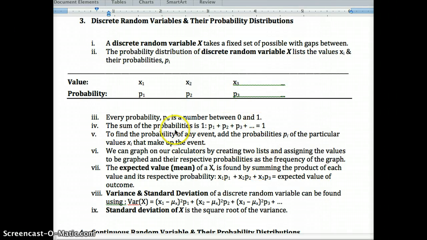And then the expected value is the first value times the probability it occurs, plus the second value times the probability it occurs, plus the third value times the probability it occurs, which is represented down here.